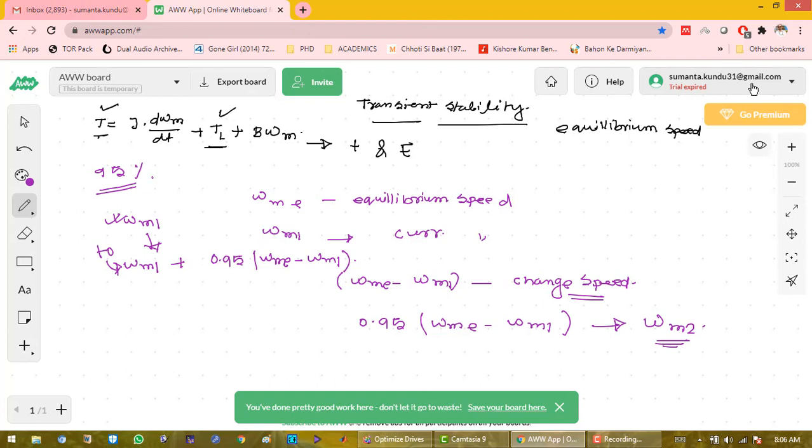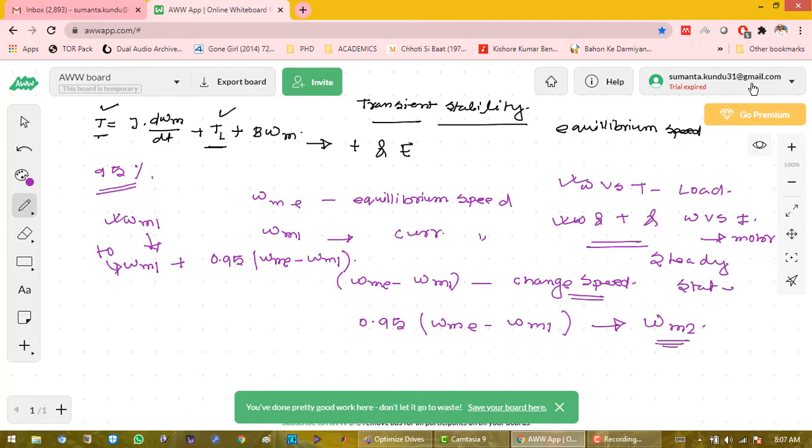So now, using the speed versus torque curve of the load, and the steady state speed versus torque and speed versus current of the motor. Mind it, this is for the load, this is for my motor, and this is in steady state. We can accurately compute the transient time and energy loss.